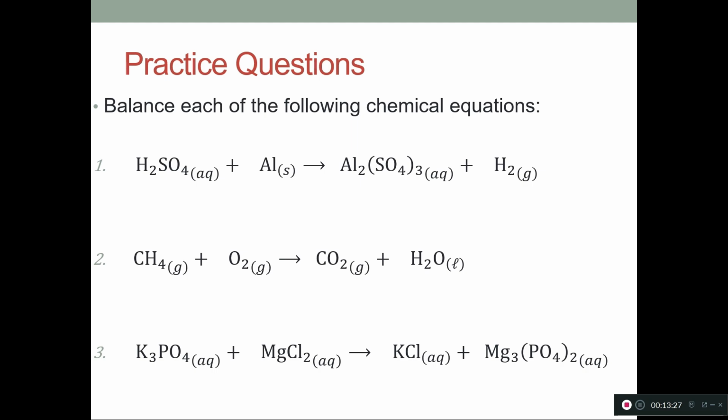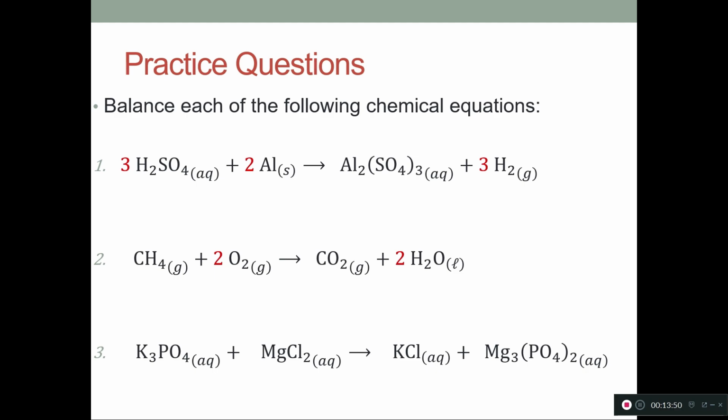So for the first one, we have the sulfuric acid plus aluminum, and that's becoming aluminum sulfate and hydrogen gas. And when we balance it, we should get a 3, a 2, a 1, and a 3. The next one, we have methane plus oxygen gas becoming carbon dioxide and water. To balance that, we put a 2 in front of the oxygen and in front of the water.